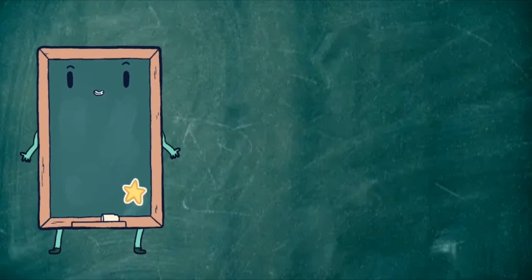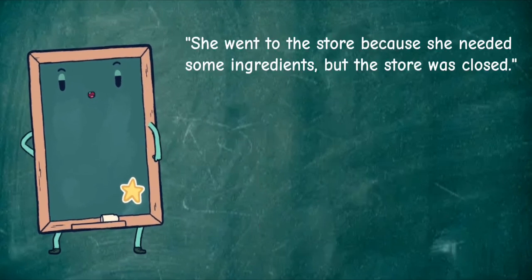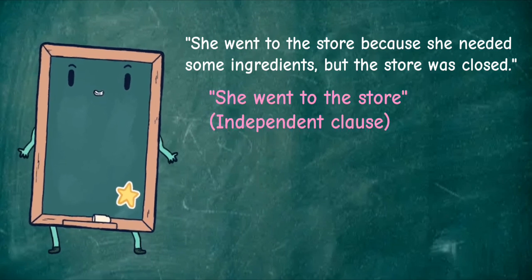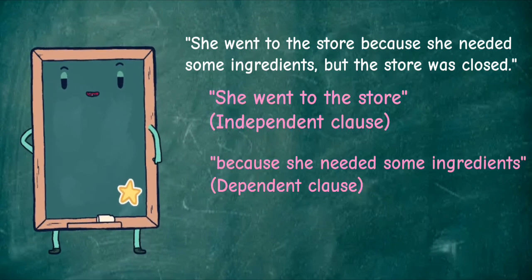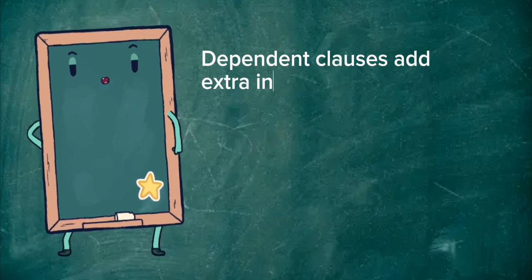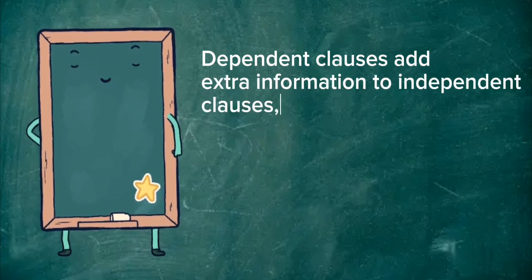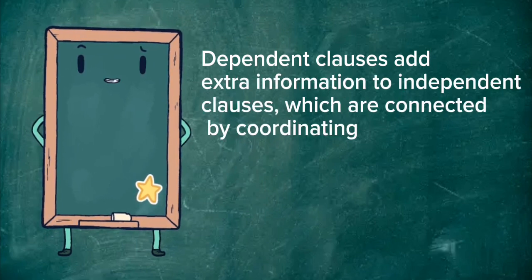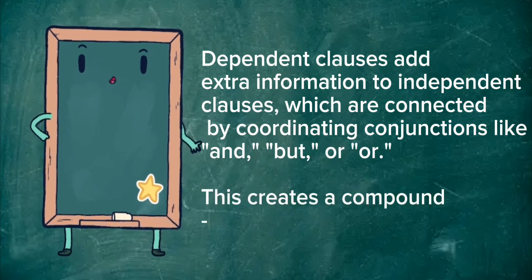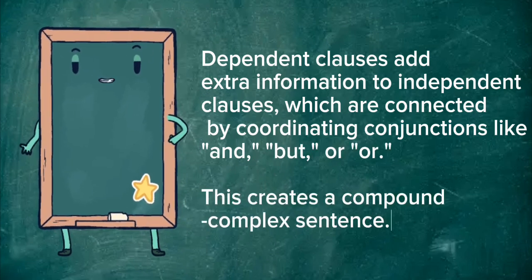Number 2. She went to the store because she needed some ingredients, but the store was closed. She went to the store, independent clause. Because she needed some ingredients, dependent clause. The store was closed, independent clause. Dependent clauses add extra information to independent clauses, which are connected by coordinating conjunctions like and, but, or. This creates a compound complex sentence.